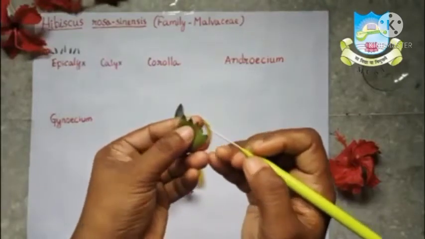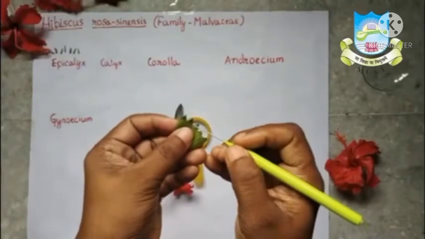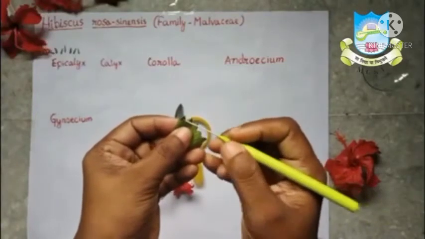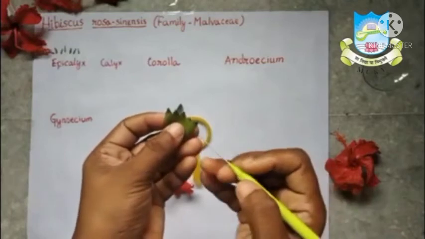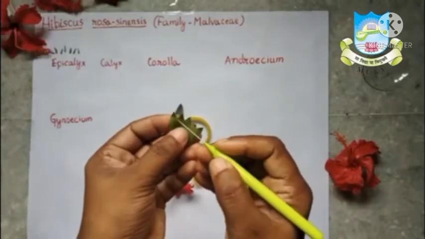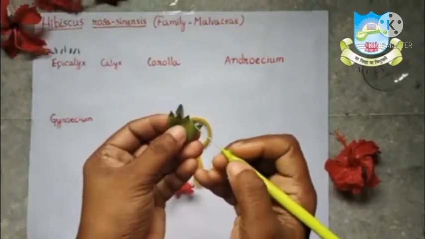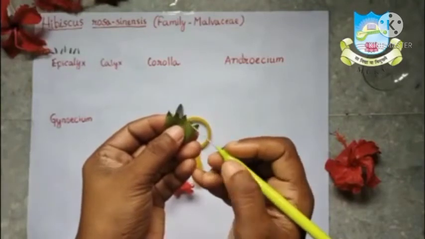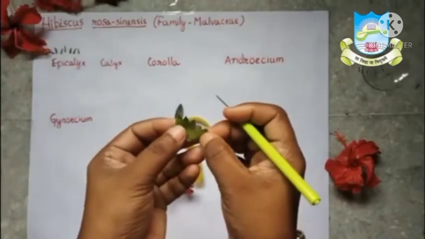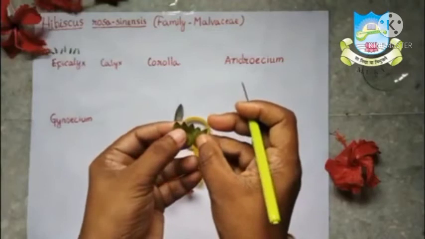Now, if you see the number of sepals, how many? There are 1, 2, 3, 4, 5 sepals. So the calyx has 5 sepals and all the sepals are united with each other. So all the sepals are fused. So such a condition is called gamosepalous condition.